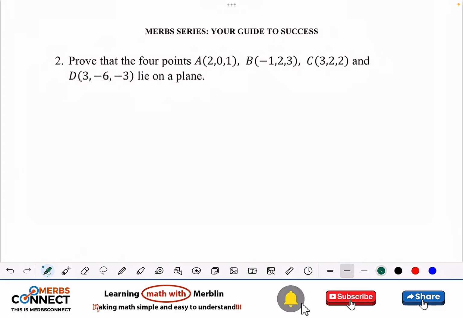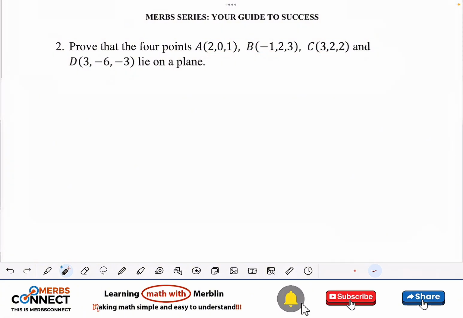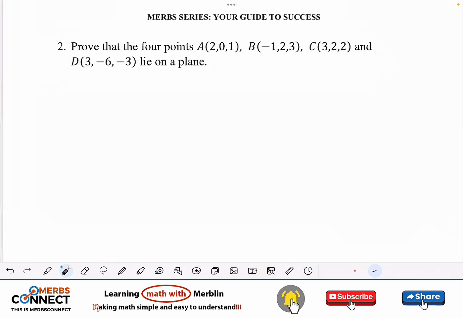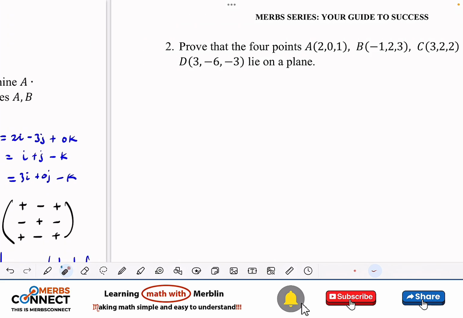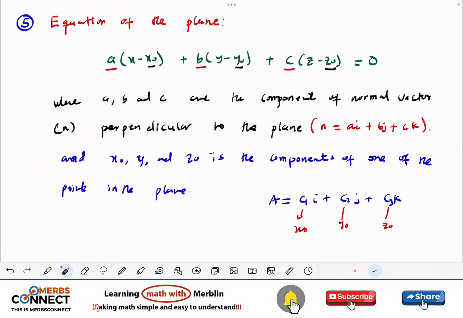Right. Let's take another question. So here is: prove that 4 points A, B, C, and D lie on the same plane. But what was the trick? We learned something basically right now, and we're seeing that for something to lie on the same plane, or lie on the plane, we are talking about what? Let's go to the properties. So is it here? No.